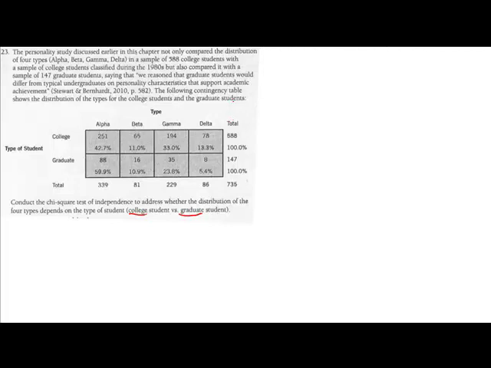So what do we have to do? Well, okay, let's take a look at this. We have 4 columns, 2 rows. The degrees of freedom are rows minus 1 times columns minus 1, so 1 times 3 is 3 degrees of freedom.